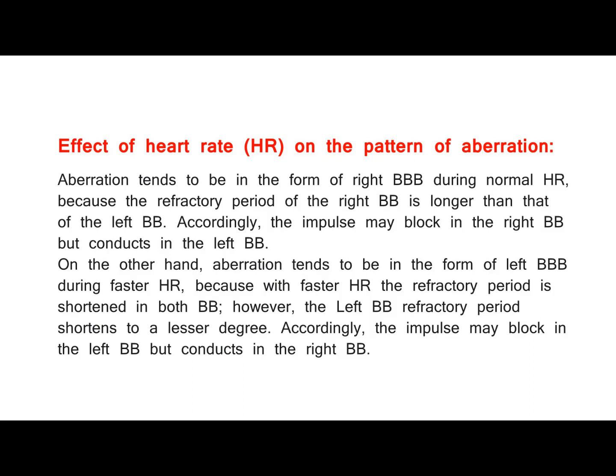Effect of heart rate, HR, on the pattern of aberration. Aberration tends to be in the form of right BBB during normal HR, because the refractory period of the right BB is longer than that of the left BB. Accordingly, the impulse may block in the right BB but conduct in the left BB. On the other hand, aberration tends to be in the form of left BBB during faster HR, because with faster HR the refractory period is shortened in both BB, however, the left BB refractory period shortens to a lesser degree. Accordingly, the impulse may block in the left BB but conduct in the right BB.